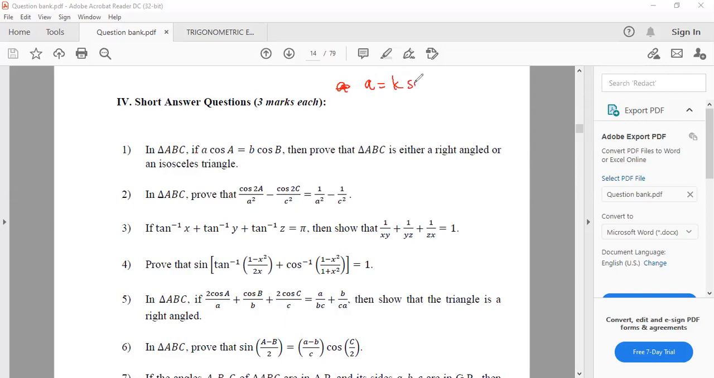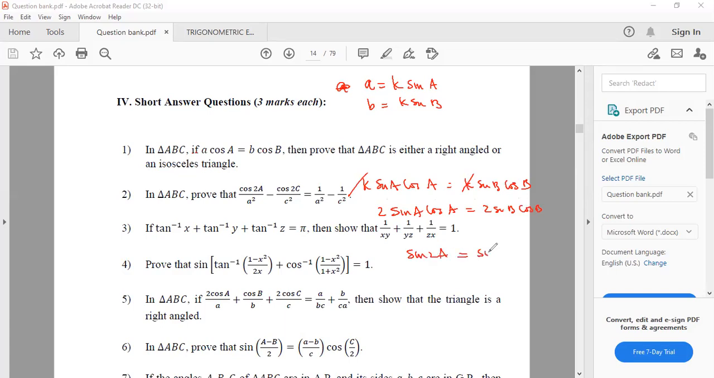A is K sin A. B is K sin B. 3 marks का क्वेश्चन है ना. So ये लिखना पड़ेगा पहले. Now replace it. K sin A cos A is K sin B cos B. Yes, sir. Multiply both sides with the 2. 2 sin A cos A is 2 sin B cos B. Sin 2A is equal to sin 2B. Now make it equal to 0.